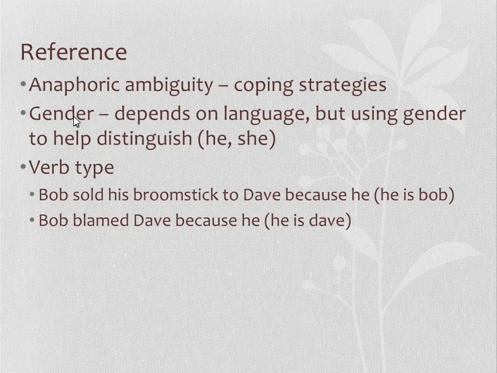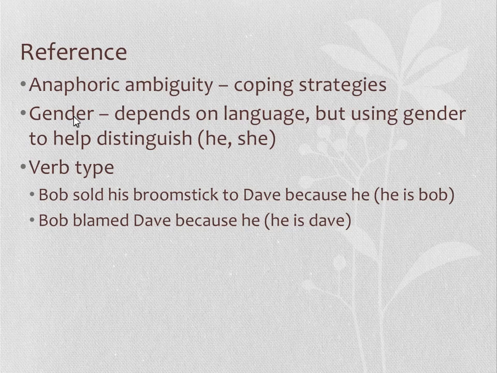We will also cope by using gender, especially in gendered languages. So this depends on language, but he versus she, matching to our traditional understanding of naming in English. We also use verb type. So Bob sold his broomstick to Dave because he, so he is Bob.